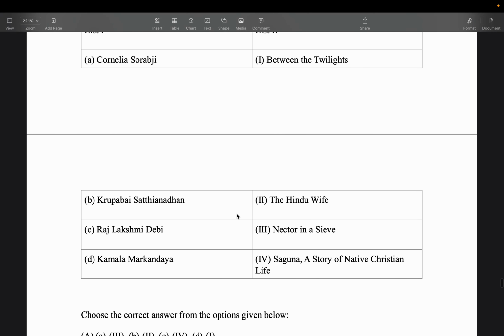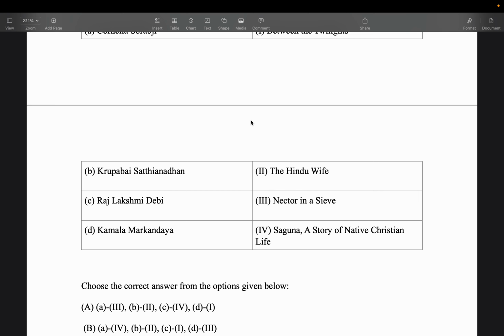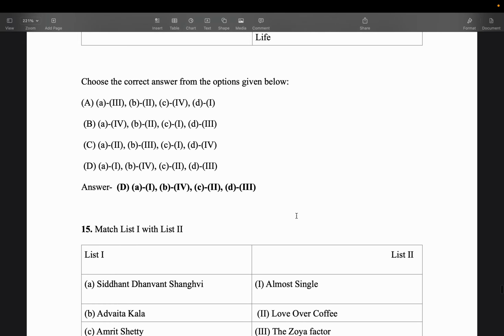Now, Cornelia Sorabji, Krupabai Satthianadhan. Krupabai Satthianadhan wrote Saguna, a story of native Christian life that we know from earlier. Right? Rajalakshmi Devi and Kamala Markandaya. This is easy. Because Kamala Markandaya wrote Nectar in a Sieve. Rajalakshmi Devi wrote Hindu, no. Rajalakshmi Devi wrote, yes, The Hindu Wife. So, if you know one or two, it is easy.